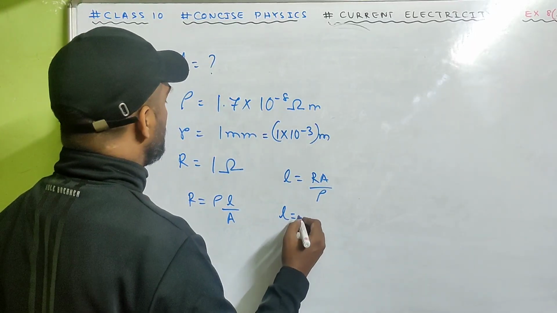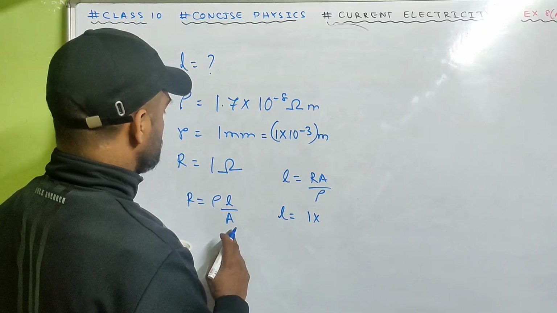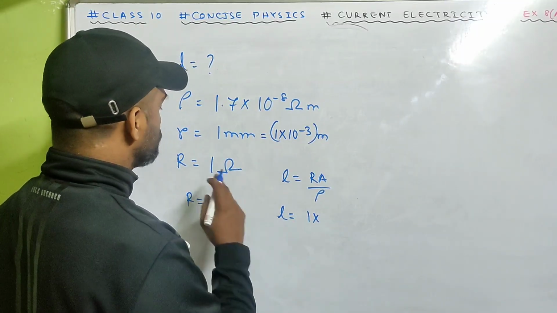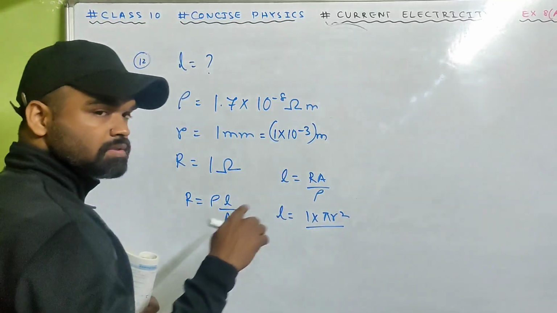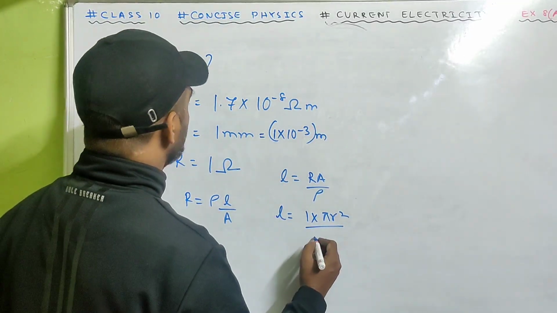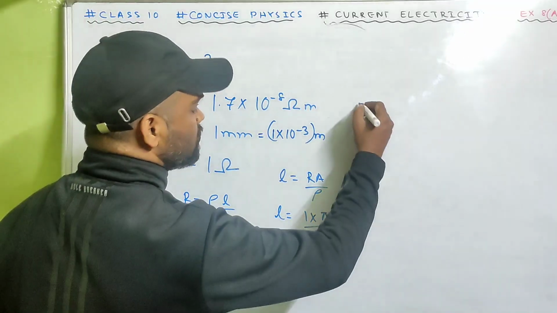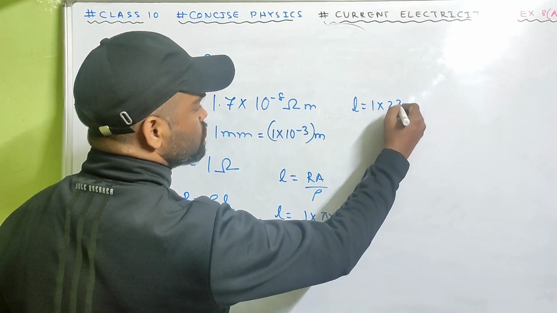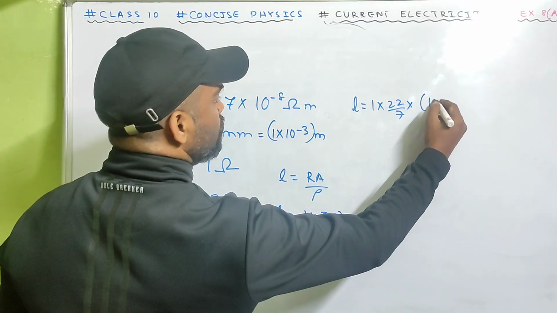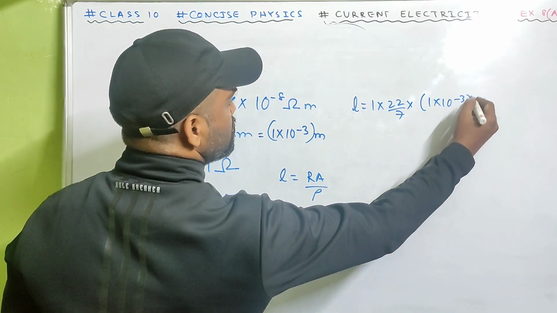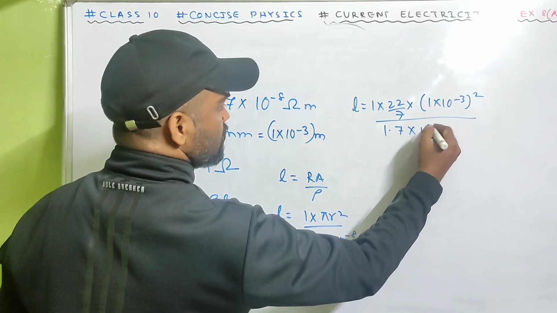So L equals R, which is how much? 1. A, area. Area means pi r square, because it's a circle, by rho. Rho is what? 1.7 multiplied by 10 to the power minus 8. So L will be 1 into 22 by 7 multiplied by r square, which means 1 into 10 to the power minus 3 whole square, by 1.7 multiplied by 10 to the power minus 8.